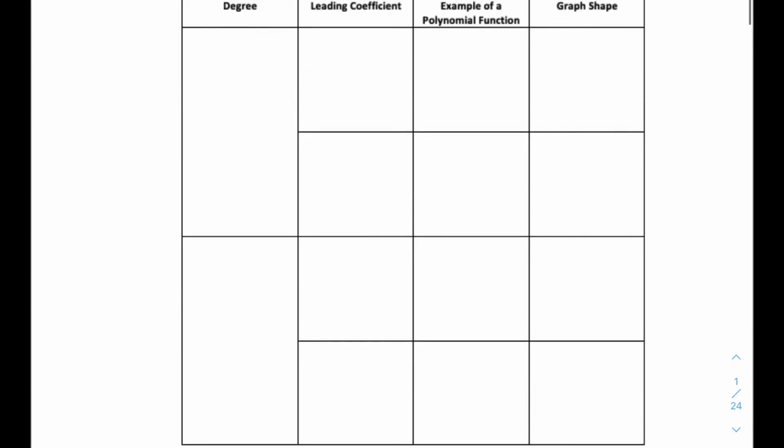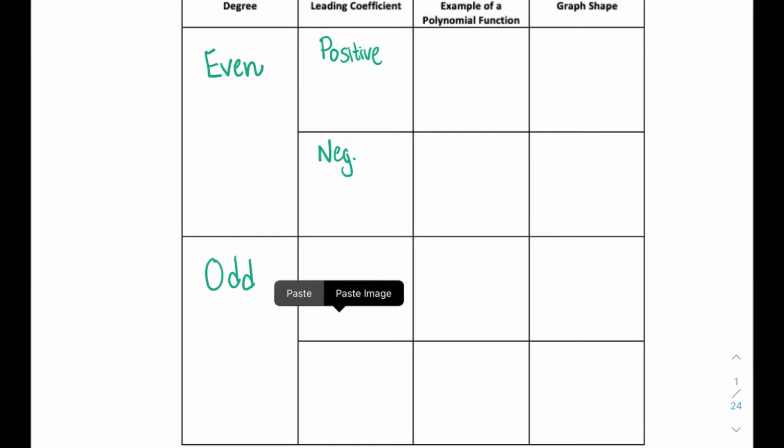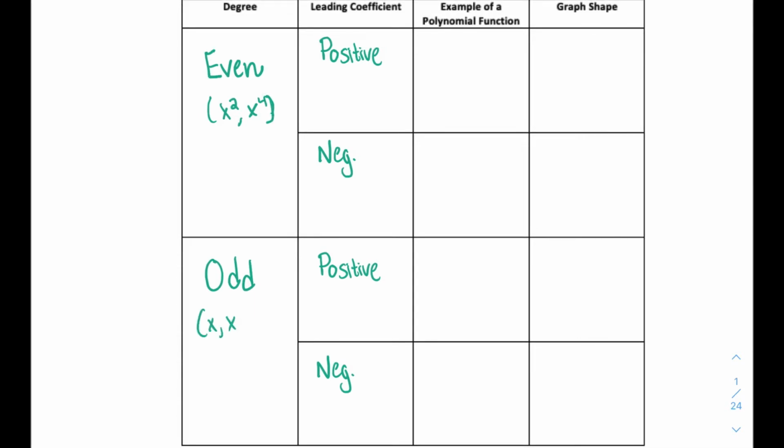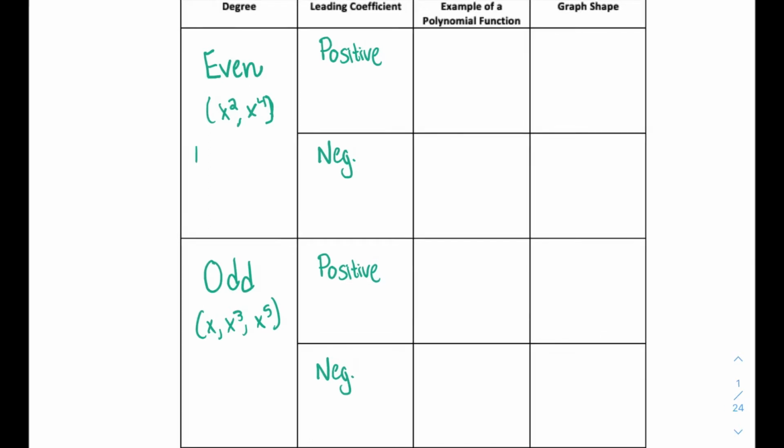When you worked through your activity, you hopefully noticed some patterns. So even degree polynomials and odd degree polynomials had graph shapes that looked different. And furthermore, whether the leading coefficient was positive or negative affected your graph shape too. So overall, even functions, remember, are even numbered degrees, like x to the 4th, x to the 2nd, odd number degrees, x to the 1st, 3rd, 5th.